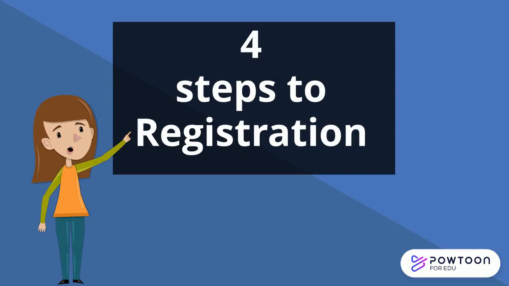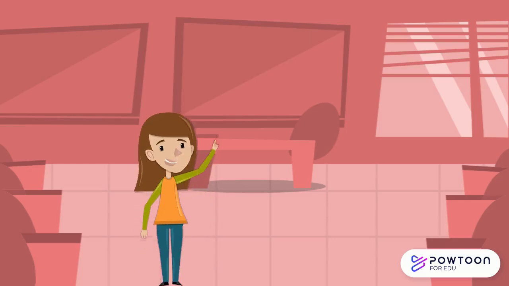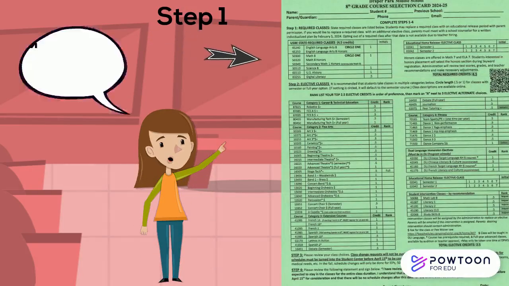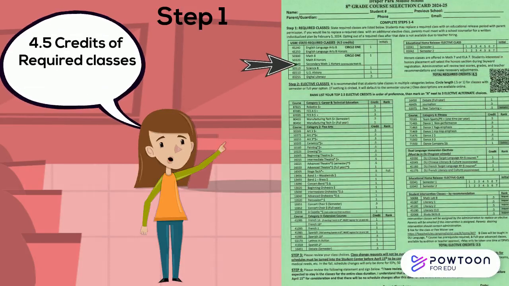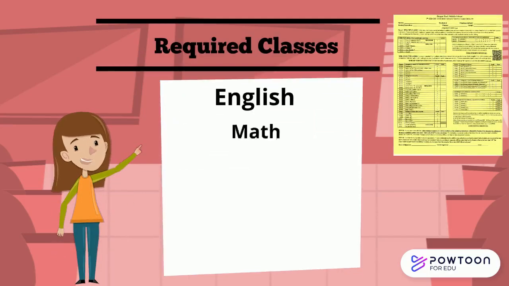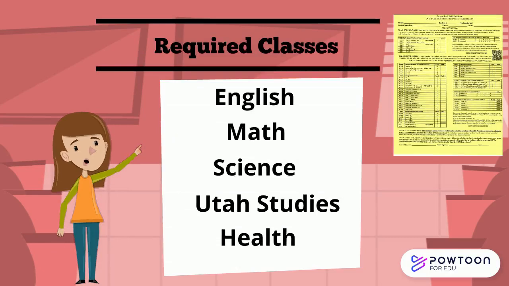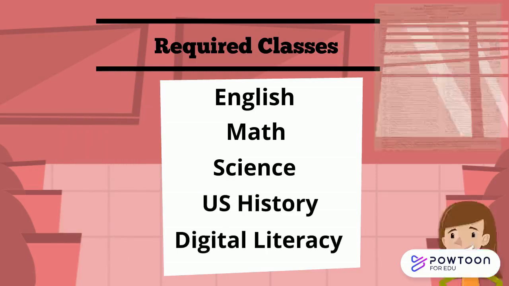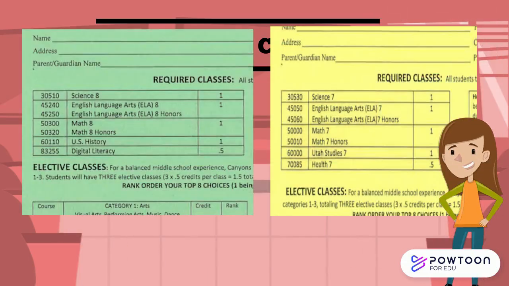Listen closely while I tell you about the 4 steps to the registration process. The first step lists the required classes. All students are required to take 4.5 credits of required classes. In 7th grade, the required classes are English, Math, Science, Utah Studies, and Health. In 8th grade, the required classes are English, Math, Science, U.S. History, and Digital Literacy.